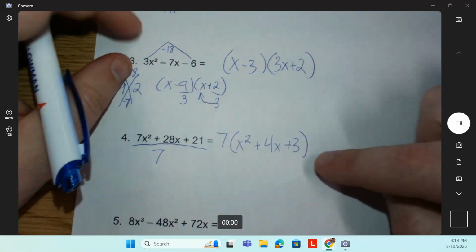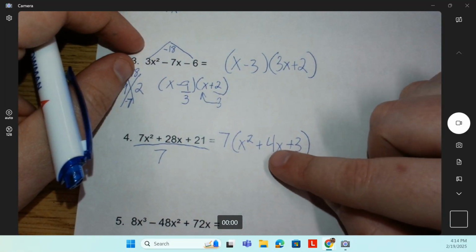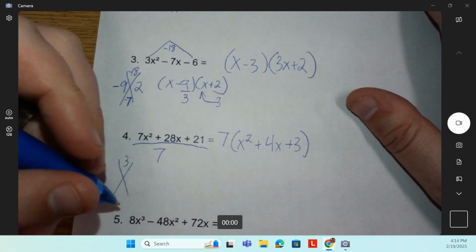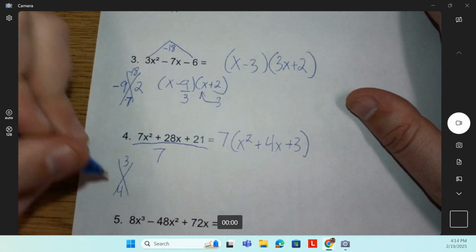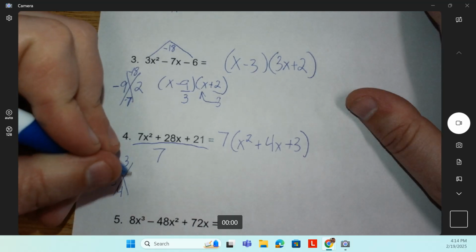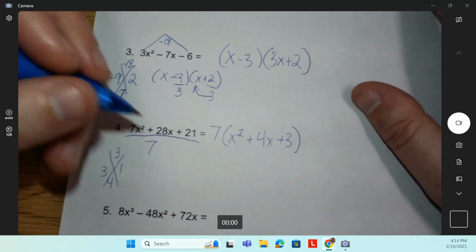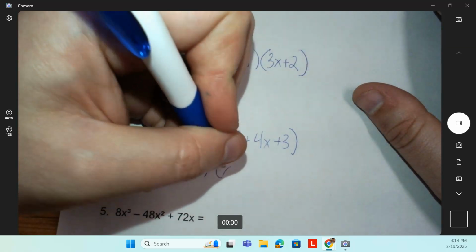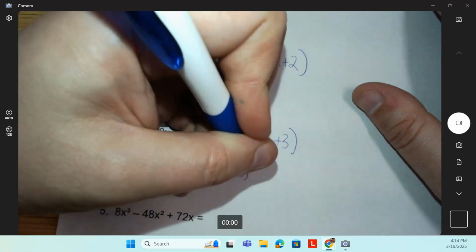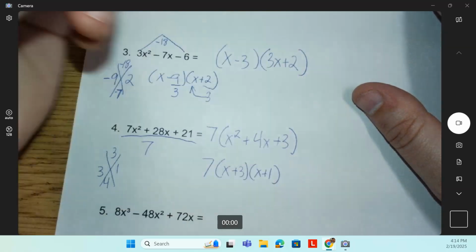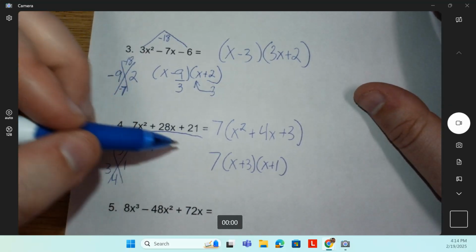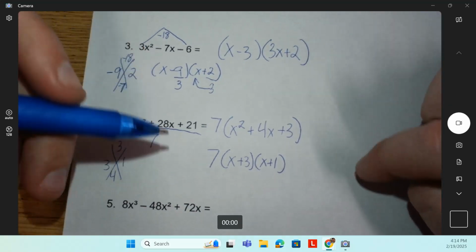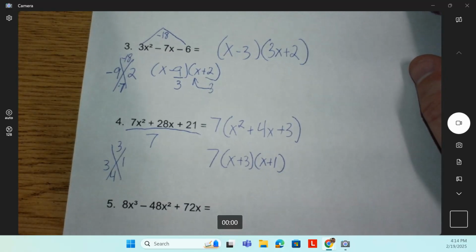And anytime I've got a larger number in the middle, I'm automatically going to think, well, when I'm doing multiplies to get 3, adds to get 4, it should be that number and 1. And so two factors of that would be x plus 3 and x plus 1. All that multiplies back together and multiply by the 7, we get back to those same terms. But again, we're looking for those parts that are factored out.